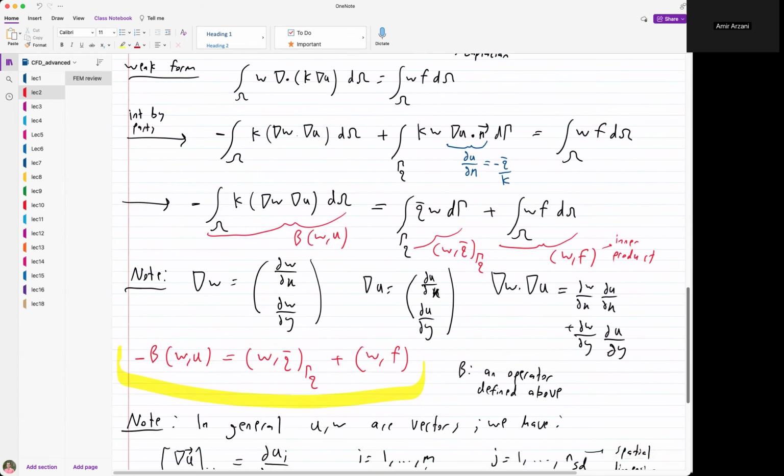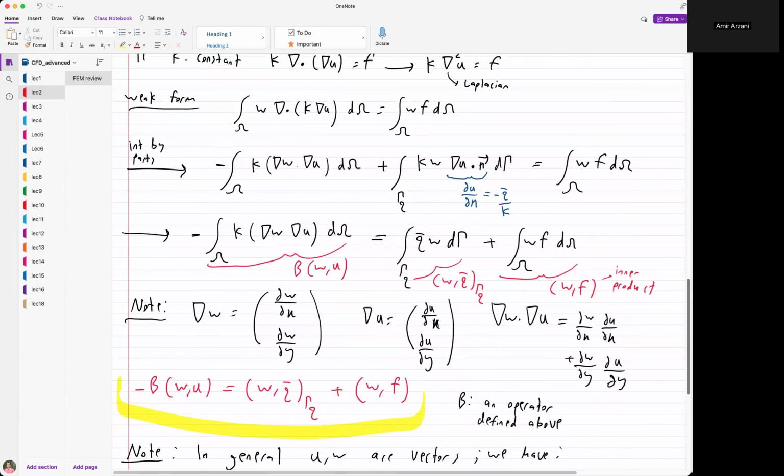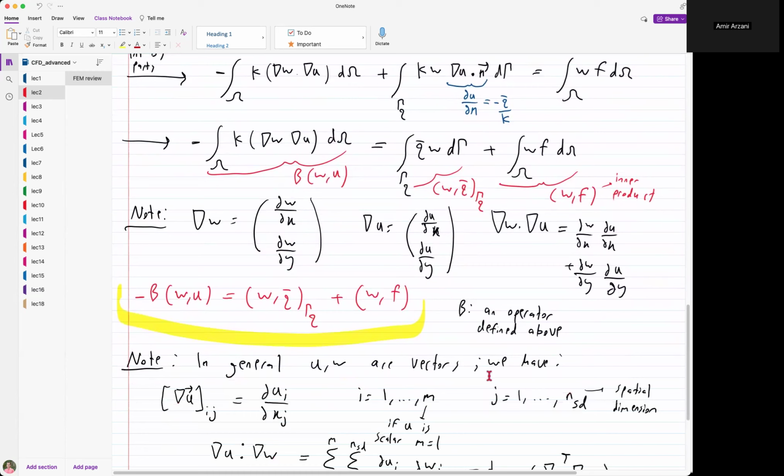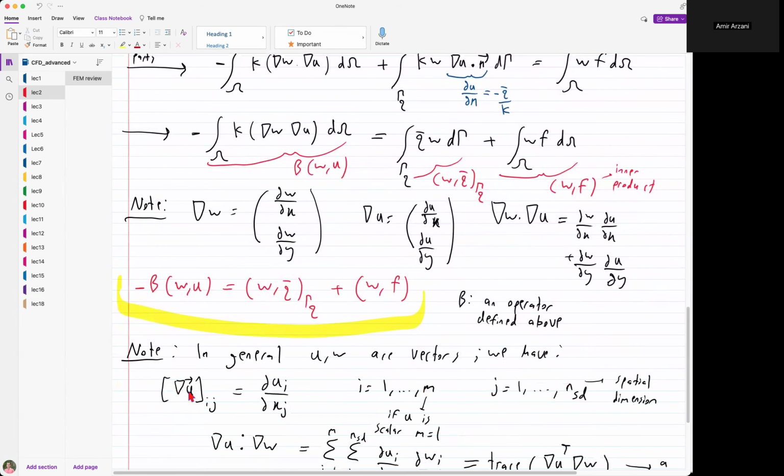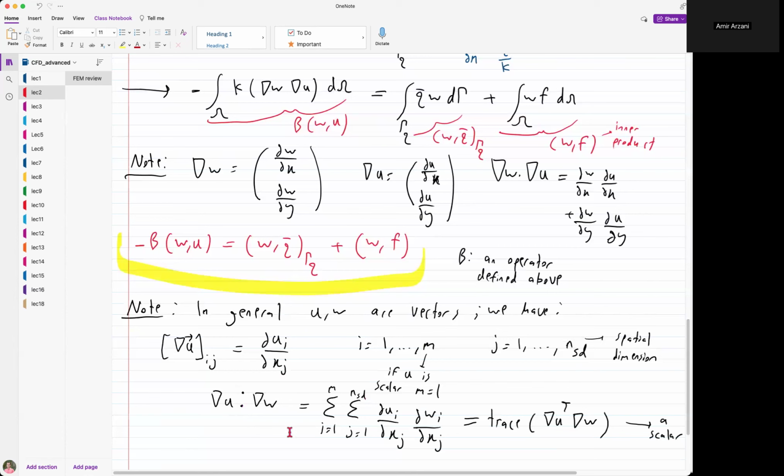Now, you might ask, what if u and w were vectors? Then what would happen to this operation here? Well, if u and w are vectors, which we'll see later, for example, displacement or velocity, the gradient of a vector is a second order tensor. So then the product here between grad w and grad u is no longer a dot product like this, but a double dot product where you take two tensors. In this case, grad u is a second order tensor and grad w is a second order tensor. You multiply them together and you want to get a scalar at the end.